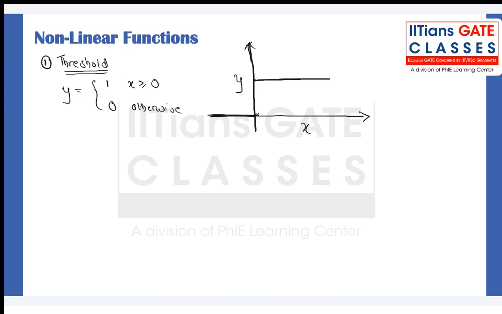In the generic scenario, you can say y is equal to 1 if x is greater than or equal to some theta, or 0 otherwise. Which means instead of 0, you are saying if the input to the function x is greater than or equal to some threshold theta, then the value of y is 1, otherwise it is 0. This is a very simple example of a non-linear function.